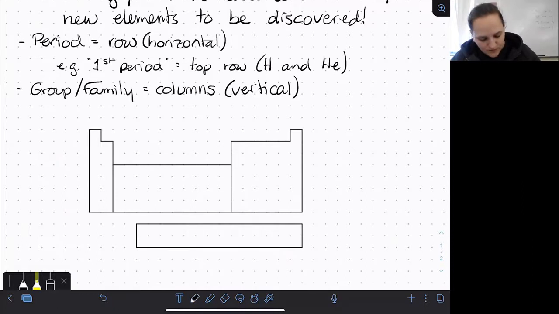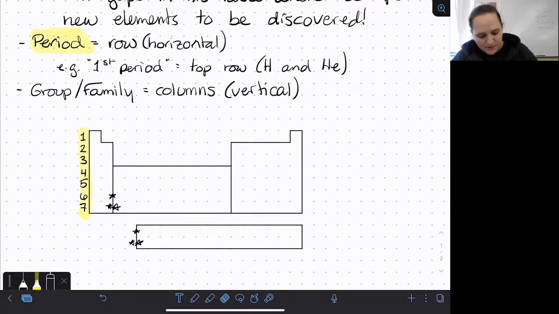So the periods are our rows. Period 1 is hydrogen and helium, and then we have 2, 3, 4, 5, 6, 7. Note that this little section down the bottom actually belongs, like we talked about with electron configuration, tucked in between these two pieces. So this really belongs here. That is part of period 6, and then this is part of period 7. So they're not additional periods at the end. It's 7 periods in the periodic table. So these are our period numbers.